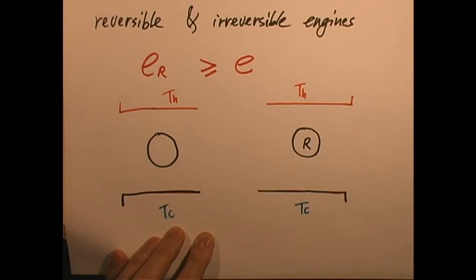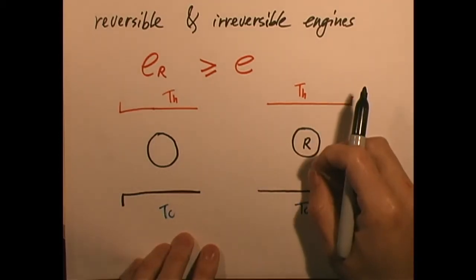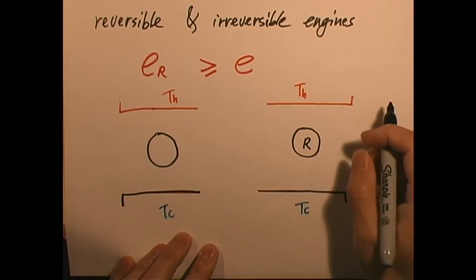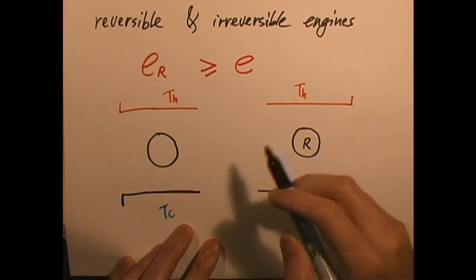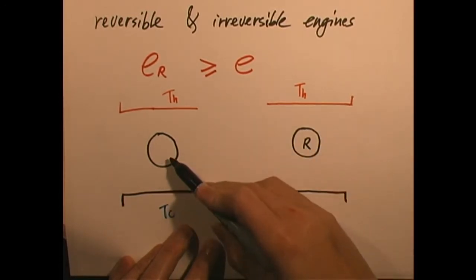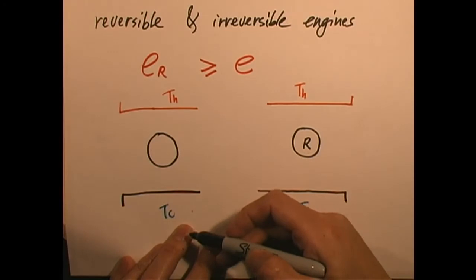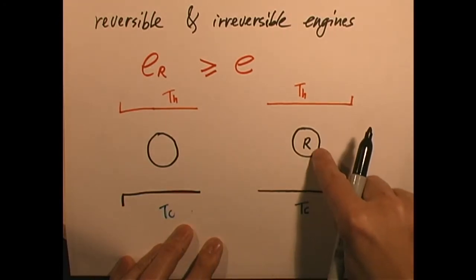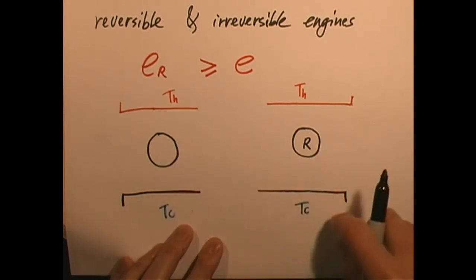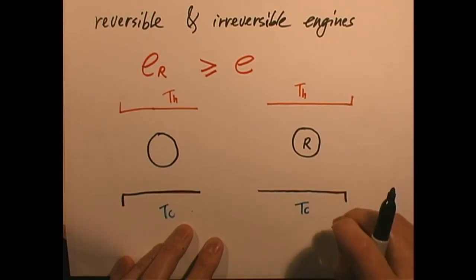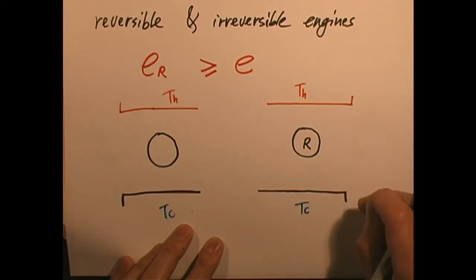What I want to do now is compare the efficiency of a reversible engine and an irreversible engine. I want to use the second law of thermodynamics to show you that if you compare two engines, one reversible and the other whatever, reversible or not, operating between the same two temperature reservoirs, T hot and T cold, the reversible engine must have an efficiency that is at least not lower than the other engine. In other words, the reversible engine must have the higher efficiency.